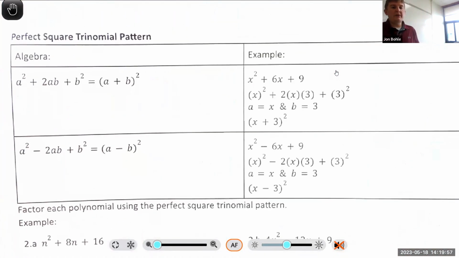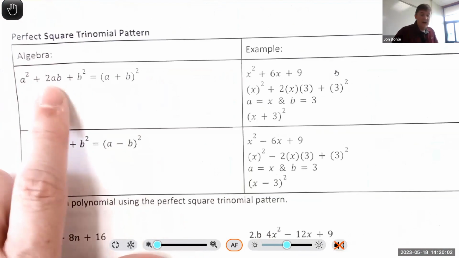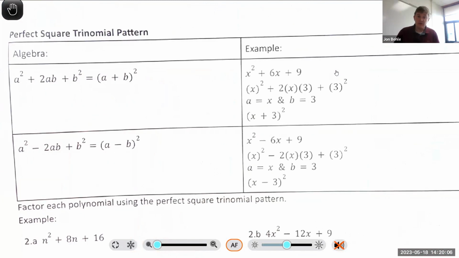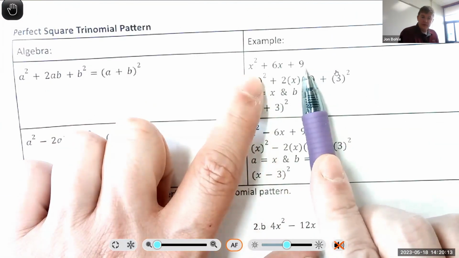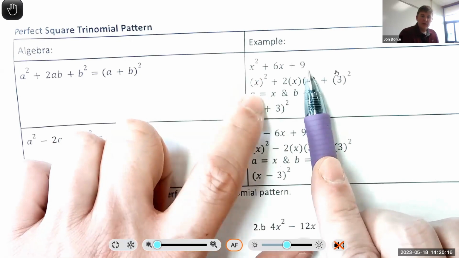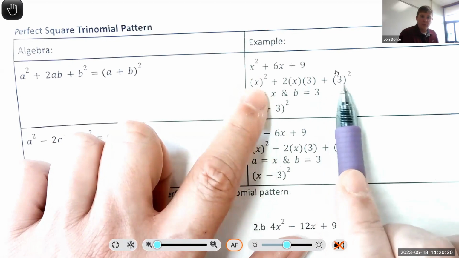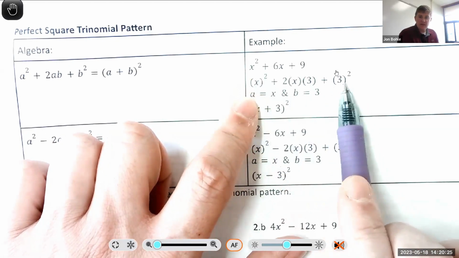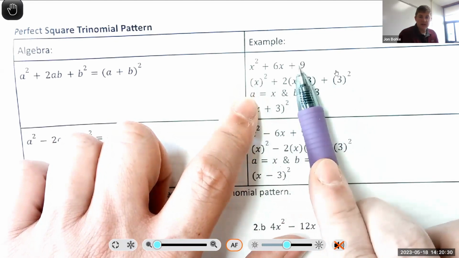The next type of special pattern is going to be a perfect square trinomial. If it follows this pattern, a squared plus 2ab plus b squared, it's going to factor into 2 things of its equivalency. What you have to do is check, are the first term and the last term perfect squares? If they are, you ask yourself, what are the roots of each of these, or what's the a and the b value? What multiplies by itself to get x squared? X, so the a value is x. What multiplies by itself to get 9? The b value is 3, because 3 times 3 is 9.